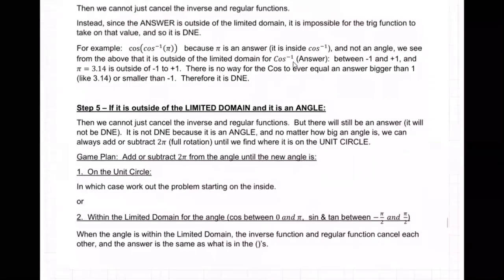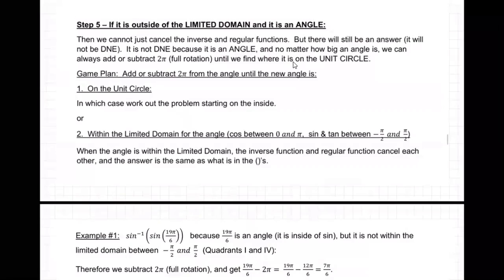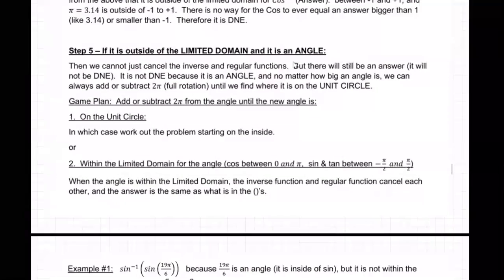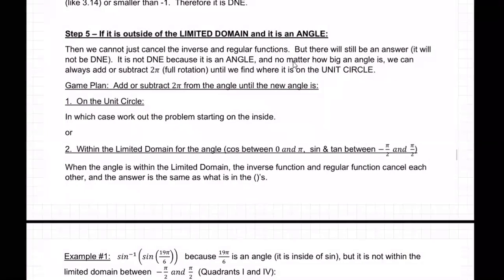I updated these notes for you to make them more clear. Here they are, we're on step 5. Let me read you the fine print. I updated this recently to make this more clear. If it is outside of the limited domain and it's an angle, yep, that's us. That's what we're talking about. 9 pi over 2 is outside the limited domain and it's an angle.